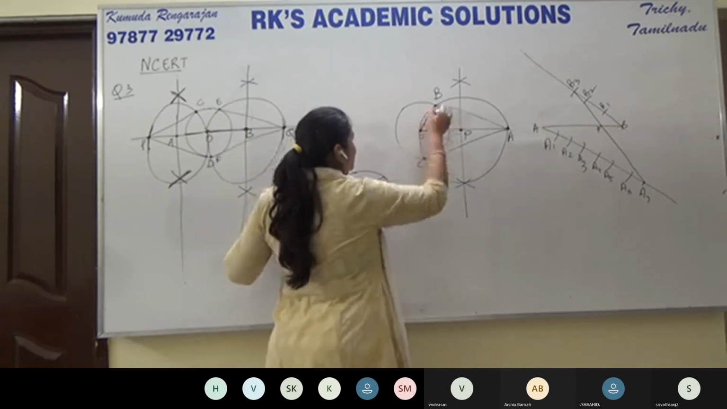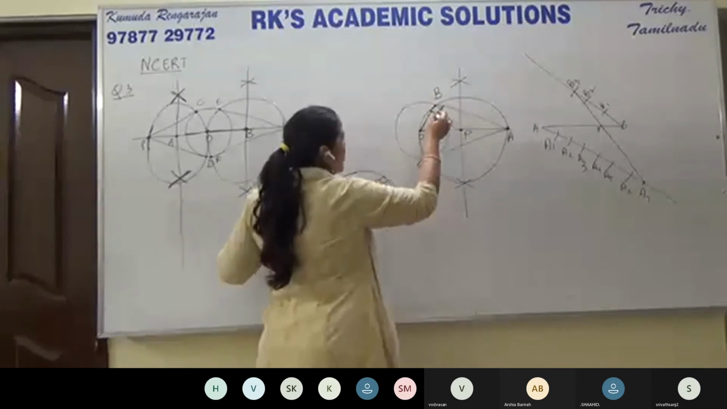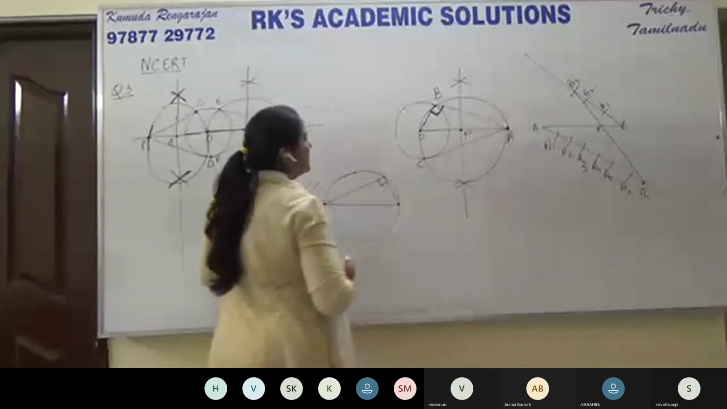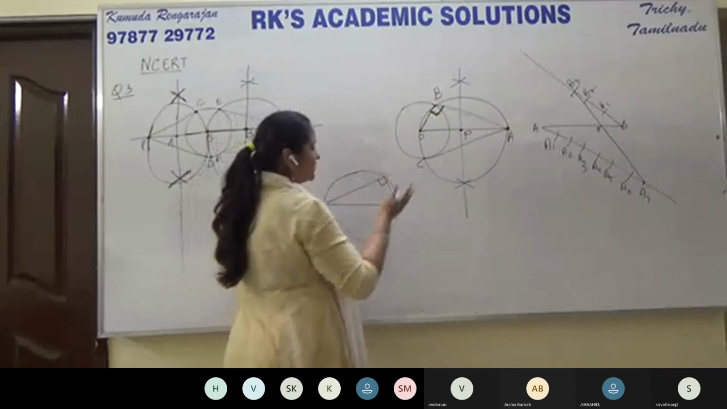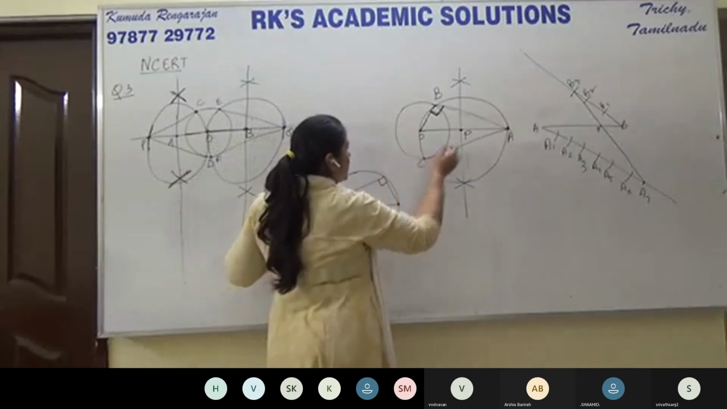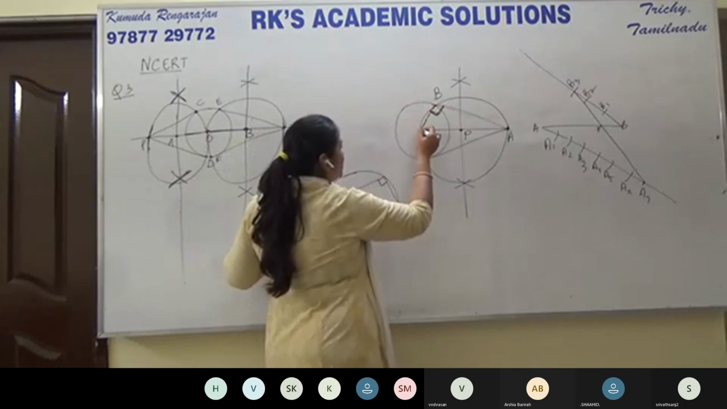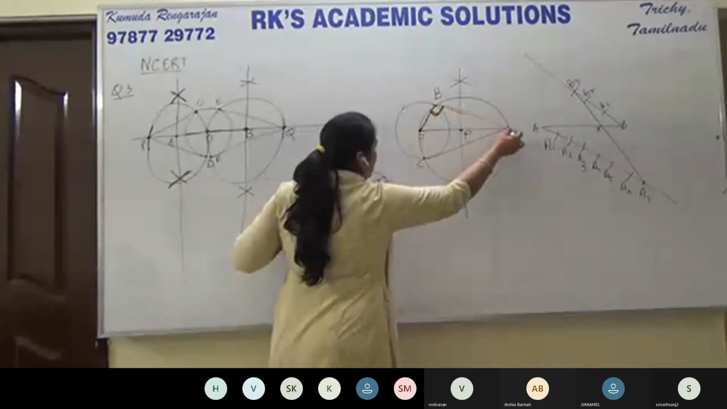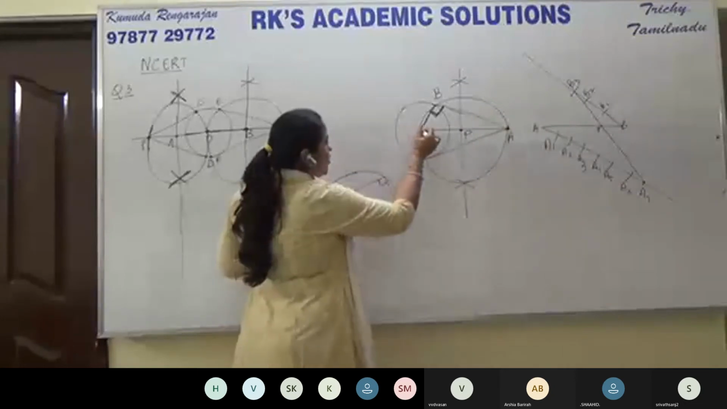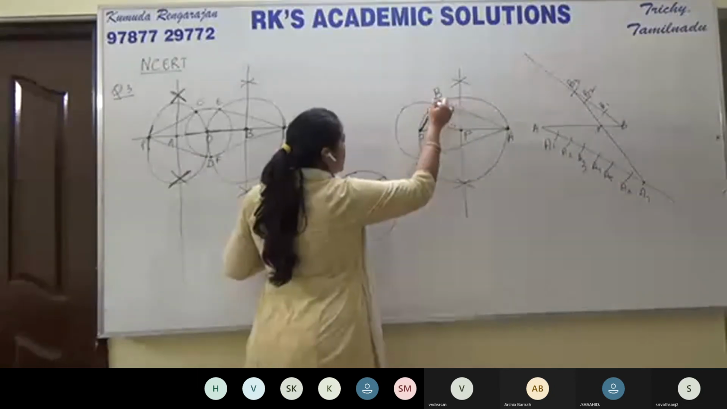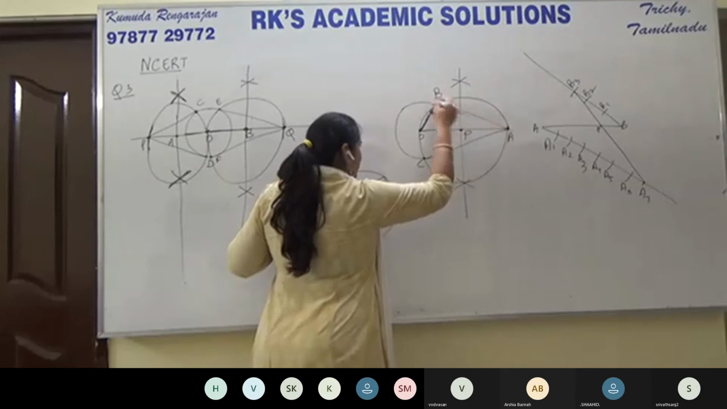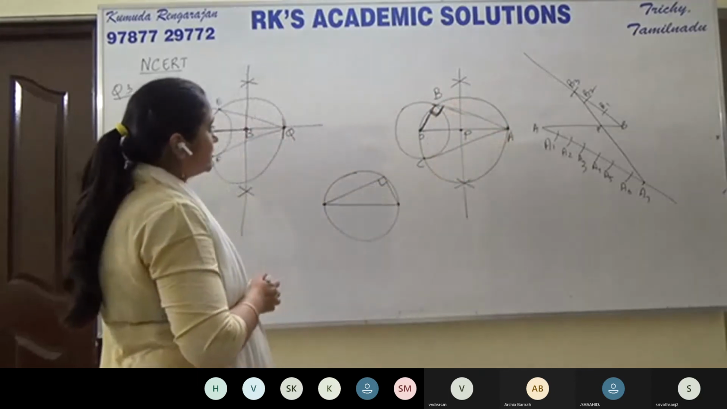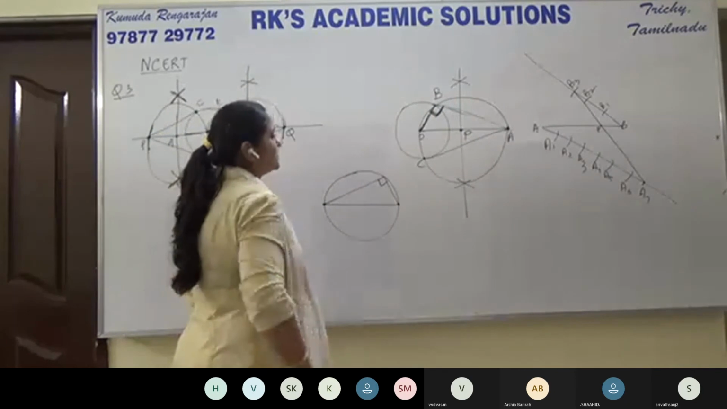Now, OB is the radius of the small circle and it makes 90 degrees with some line segment. Then that line segment should be the tangent. Now see it with respect to the small circle. OB is the radius, and this radius is making 90 degrees with BA. Then that BA should be the tangent to the circle.